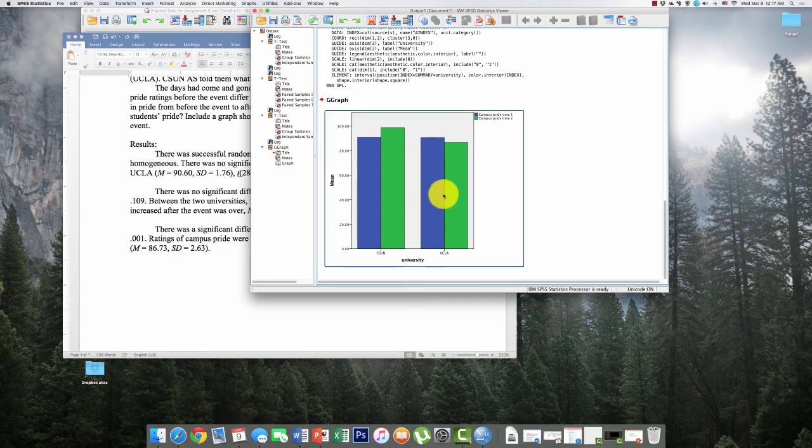You can see that UCLA before their event, the ratings were on average this high, and then after the event it went down because they suck. Again, just kidding. And then CSUN, it was lower, and after the event it increased. So that's the graph that you're going to have to include that's being asked of you at the end of the assignment.